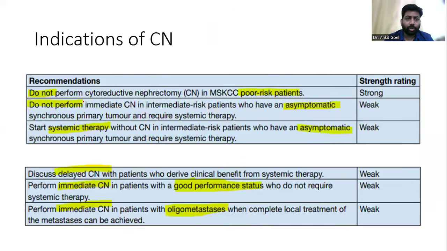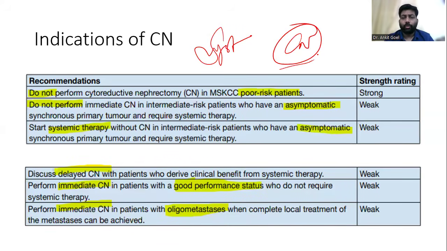Now coming to this, okay, how do we manage it? Now it's very important. Regarding management, we should know which patients should undergo cytoreductive nephrectomy and which patients should undergo systemic therapy. Okay, so there are 2 treatment options, either a systemic therapy or a cytoreductive nephrectomy.